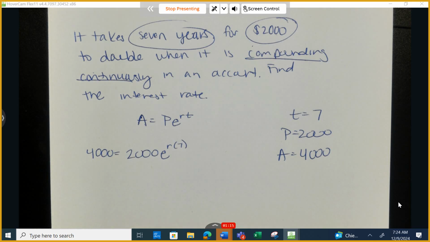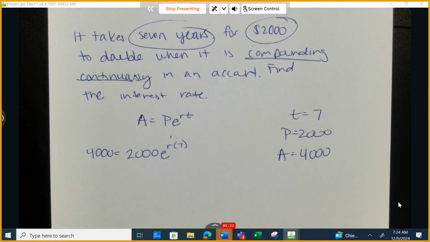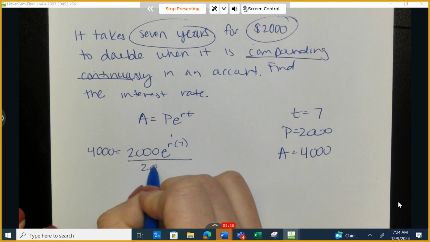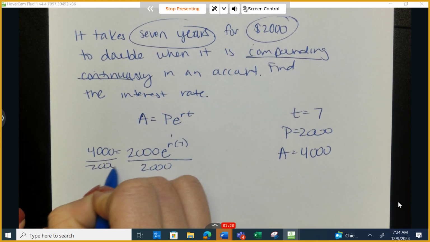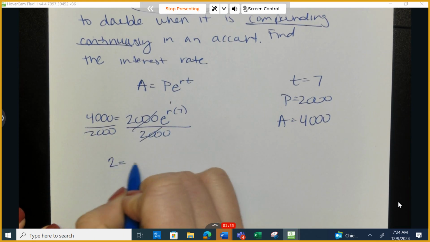Now, the reason we learn about logs is so that we can solve for a variable that's in an exponent position when we can't do mental math. So I'm going to start by trying to isolate the e. I'm going to divide both sides by 2,000. 4,000 divided by 2,000 is 2.